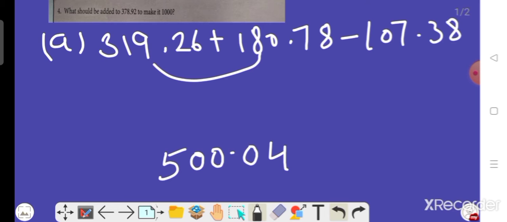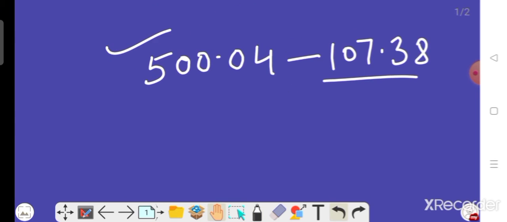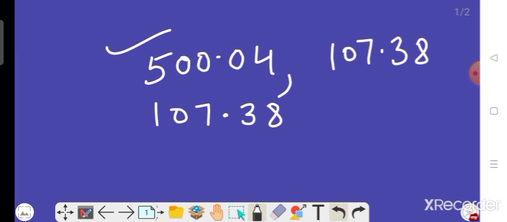Then what we have to do? Then we have to subtract 107.38 from the given addition. To find the final answer we have to subtract 107.38 from 500.04. To subtract this, what we have to do? We have to write 107 below the whole part and the decimal point below the decimal part.